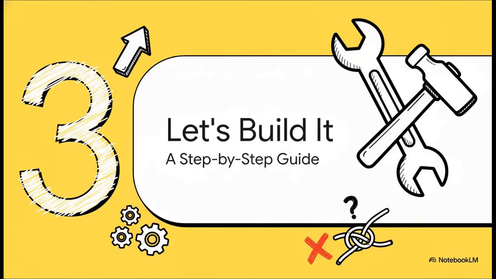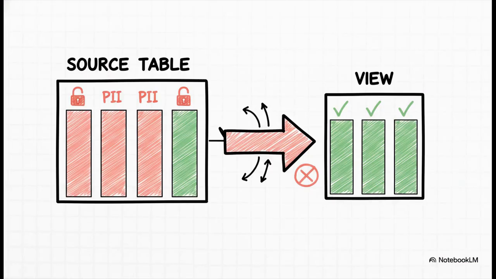All right, theory is great, but let's actually see this in action. We're going to walk through the whole setup process, and I'm even going to show you the one common pitfall that trips almost everyone up. So let's imagine we've got a source table with, say, 6 columns, and a couple of those have sensitive stuff, PII. Our analyst only needs to see 3 of those columns to do their job.